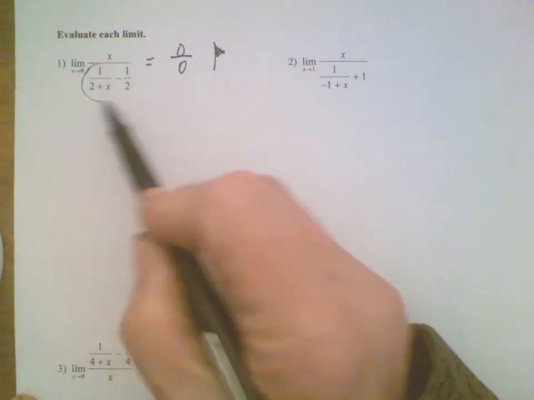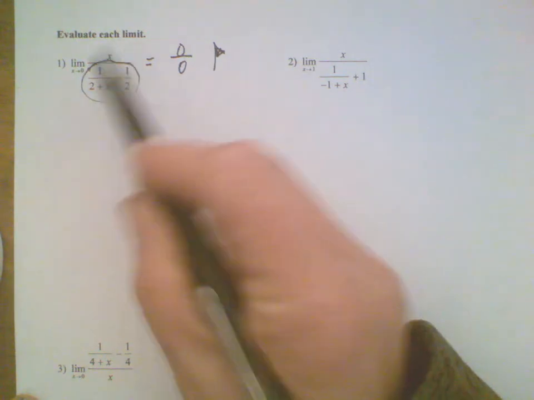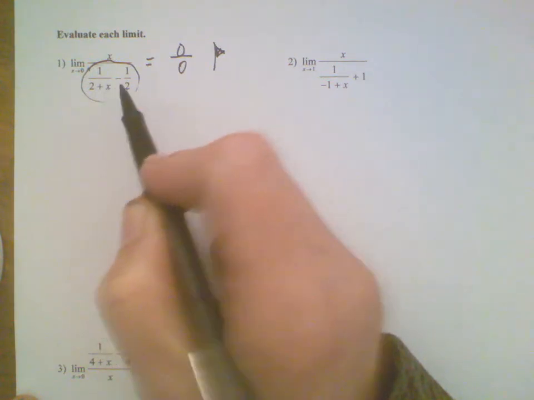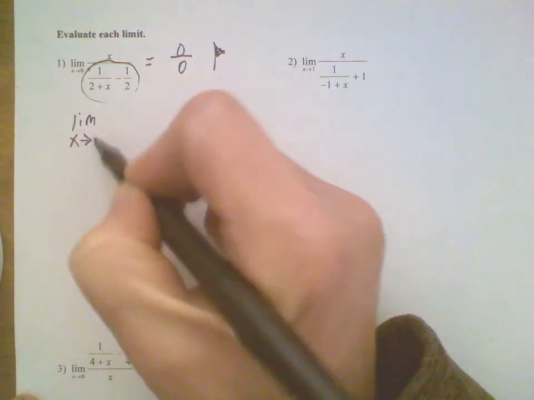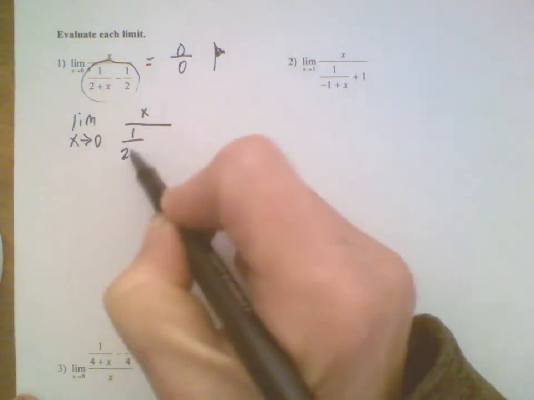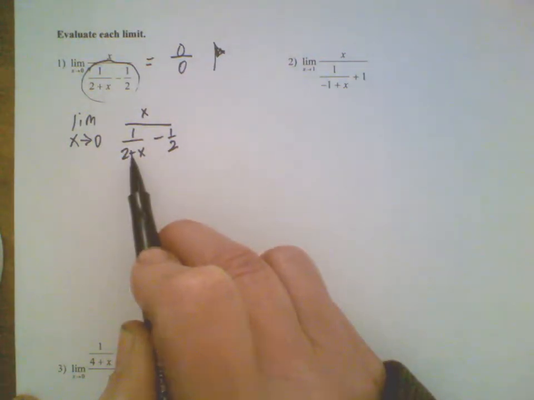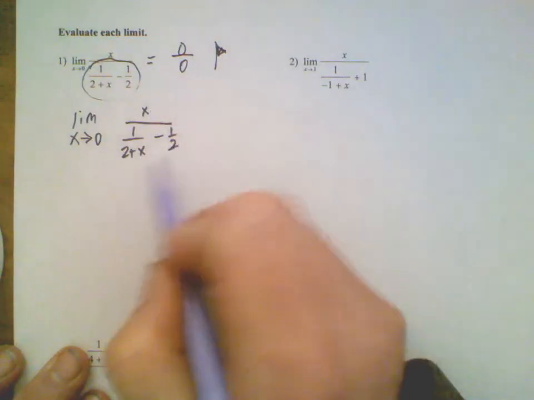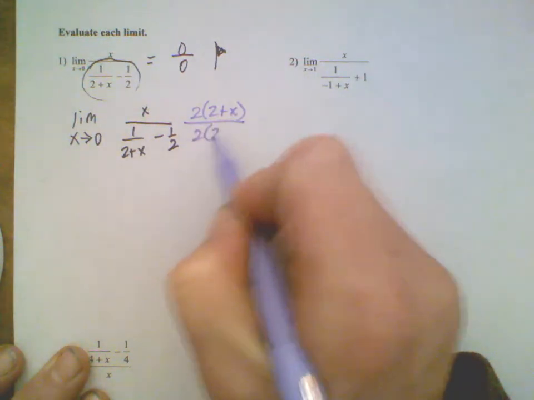The issue here is this part, which is 1 over 2 plus x minus 1 half. Those are the fractions within this fraction. So I am going to figure out the common denominator for those two fractions, and then multiply the top and the bottom by that common denominator. So I have the limit as x approaches 0 of x over 1 over 2 plus x minus 1 half, and my common denominator is going to be 2 times 2 plus x. So I'll multiply the top and the bottom by 2 times 2 plus x, so this is 2 times 2 plus x over 2 times 2 plus x.